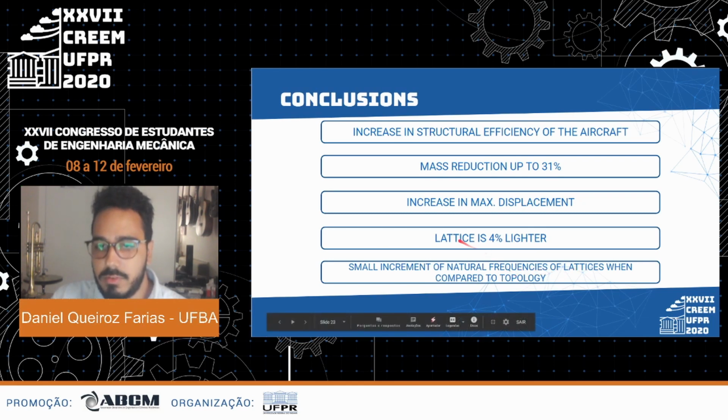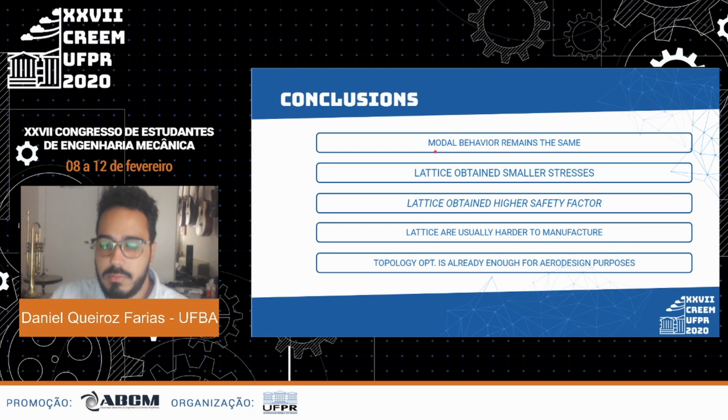It's also interesting to notice that the modal behavior of both designs, lattice and topology, remains the same as the non-optimized part, and also that the lattice obtained smaller stresses when compared to the non-optimized and also the topology optimized part. Therefore, the lattice design obtained a higher safety factor among the 3 main designs obtained. Also, it's important to notice that lattices are usually harder to manufacture, and for this reason, topology optimization is usually already enough for our design purposes.